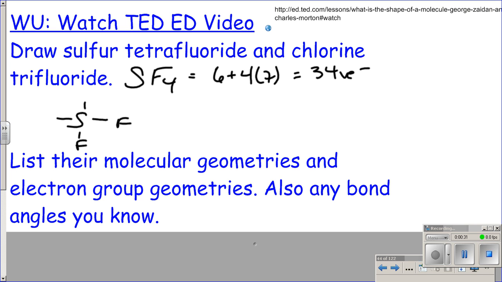Fluorine, fluorine, fluorine. How many electrons if I give everybody octet, how many will this be? It'll be 32. 8 times 4 is 32. Okay, so if I give everybody octet, we got 32 electrons here, and everybody's happy, right? But we also have those 2 extra electrons. Where do they go? On sulfur.